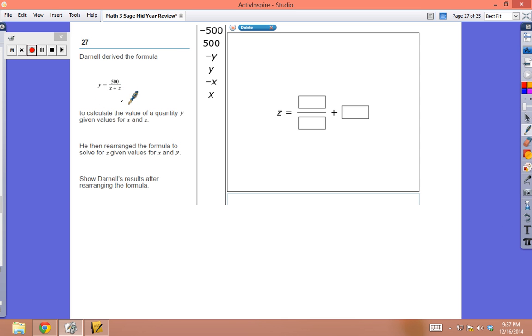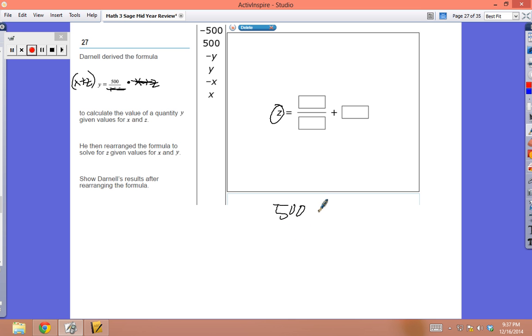So you got a formula. y equals 500 divided by x plus z. Calculate the value of a quantity y given the values for x and z. He then rearranged the formula. Okay, this is a good one. So he wants to solve for z. z is in the bottom of a fraction, so that's lame. You need to times both sides by x plus z. Times this side by x plus z. And if you times that, that will kill that.